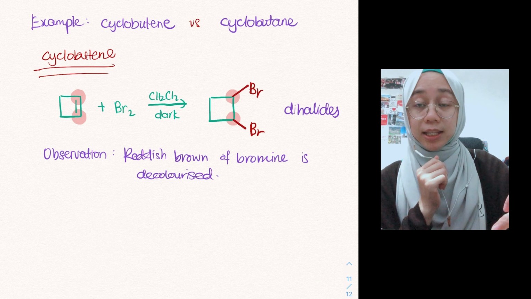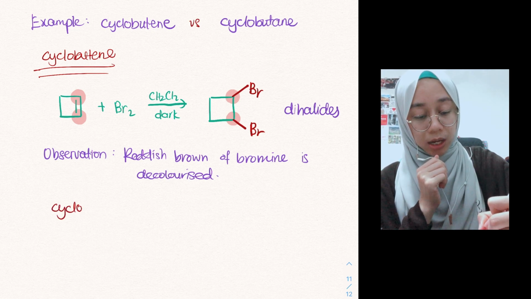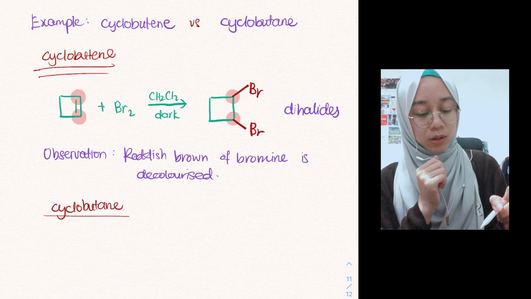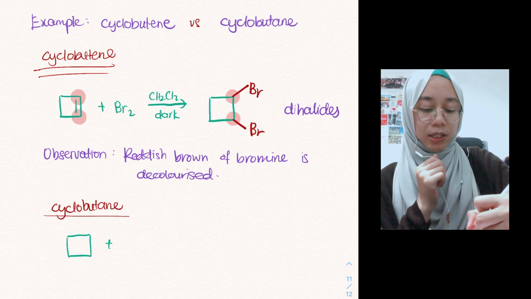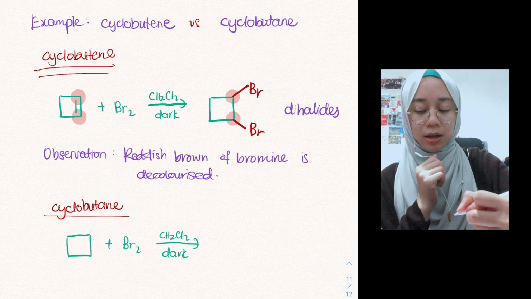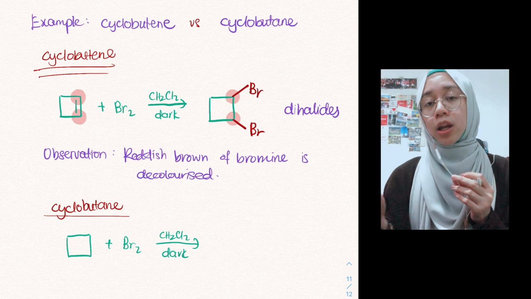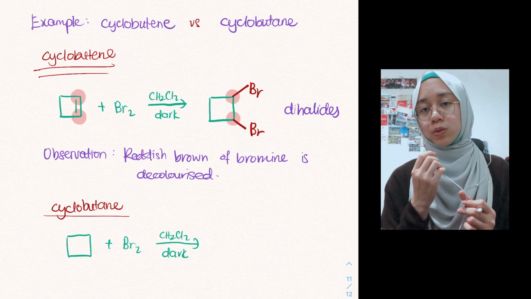Okay, so next kita try pula dengan cyclobutane. So cyclobutane lagi senang. Alkane kan, so kita just lukis square je lah because dia involve 4 carbon. Okay, so completekan your equation. It reacts with bromine, also with the inert solvent, and then needs to be in the dark condition. Okay, but then class cyclobutane has no double bond. So since it has no double bond, there will be no reaction between the alkane and also your bromine.